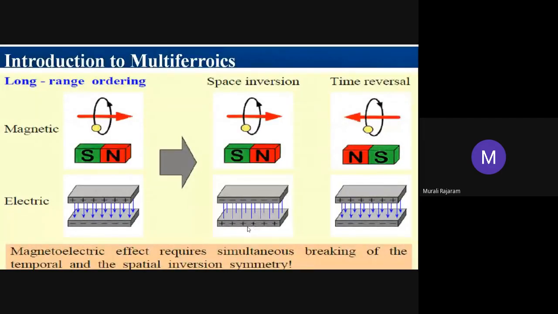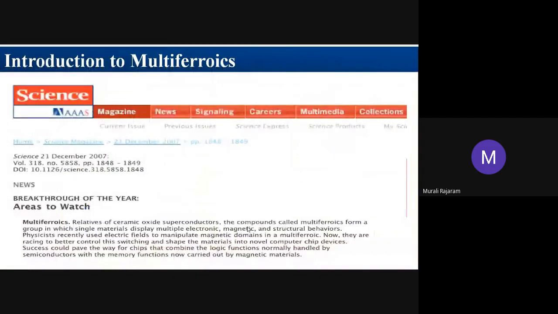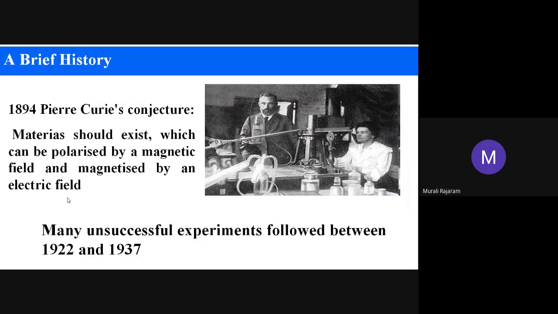Okay. So this class of material, as I said, gained importance in science. They have mentioned one of the breakthroughs of invention around the year 2007. They say one of the breakthroughs in scientific invention is the invention of multiferroic materials. From then on, quite a lot of people have started working on this new class of materials called multiferroic materials. Okay, so before going into details, we will just give a brief history about this class of materials.